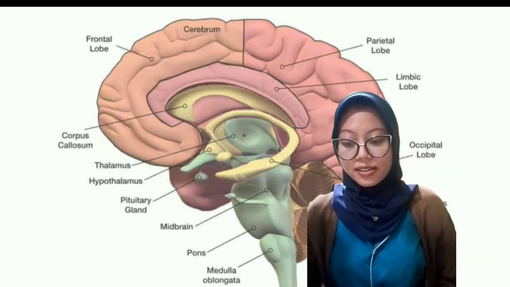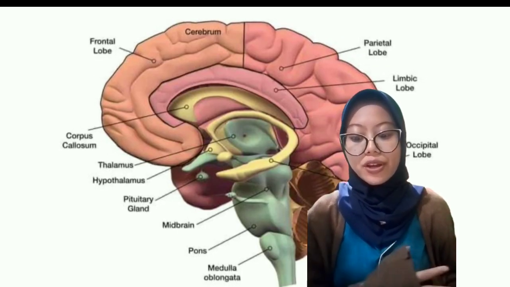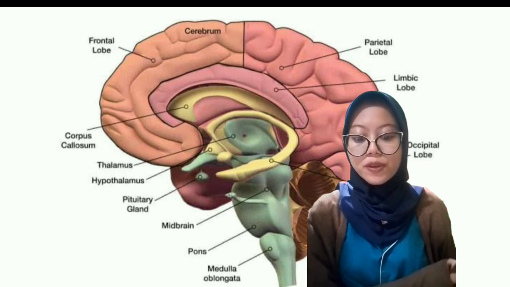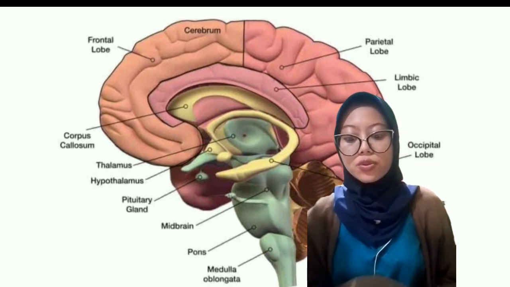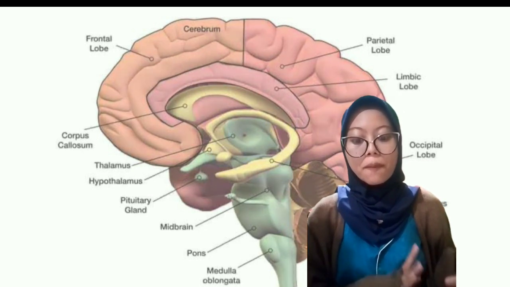The ventricles are spaces or cavities inside the brain containing brain fluid called cerebrospinal fluid. There are four ventricular chambers that are connected to each other by narrow channels or passages.